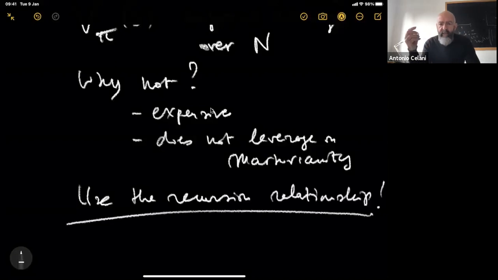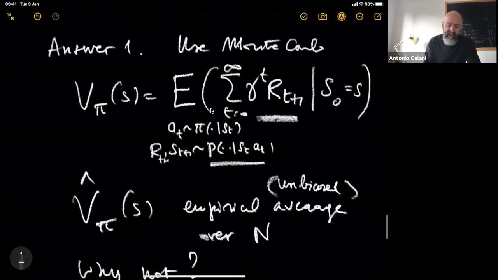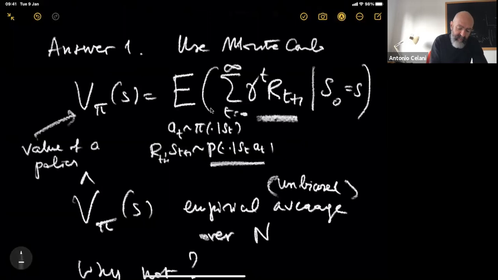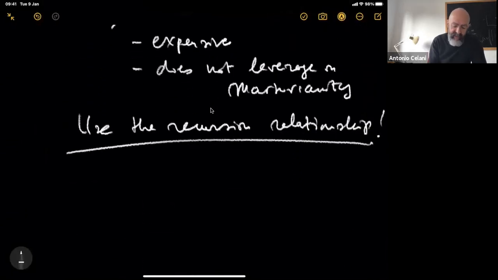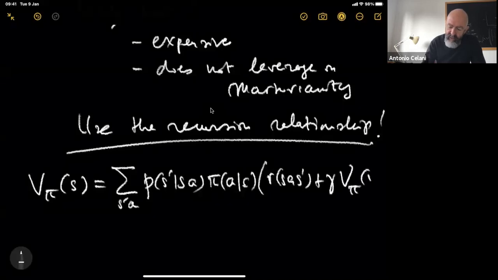So I will refresh your memories on this. Very early, when we introduced the very definition of the value function, this is the value of a policy, you might remember that we derived very briefly this relationship, which says that the value function at a given state for a certain policy is the sum over actions and new states of the transition probabilities, and the actions are picked according to that policy, of the current reward plus gamma, the value function at the new state.